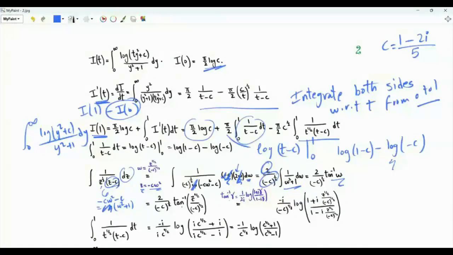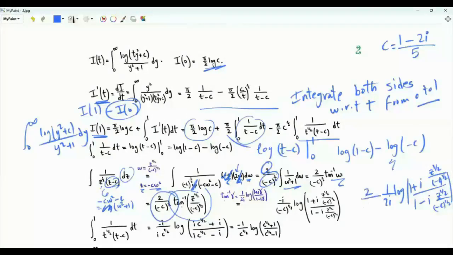Let's write the inverse tangent, or arctangent, function in terms of logarithms. Tan inverse of gamma is 1 over 2i log of (1 plus i gamma) over (1 minus i gamma). So this inverse tangent is 1 over 2i log of (1 plus i times the square root of z over the square root of minus c). Downstairs, we have the same quantity but with a minus sign.